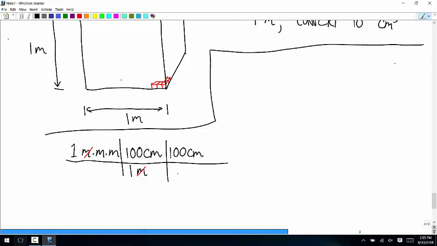So 100 centimeters over 1 meter. And then one more time, 100 centimeters over 1 meter. Those cancel. Those cancel. And so now we've gotten units of centimeters cubed. We have 3 centimeters there multiplied together. And the number is 100 times 100 times 100, which is 1,000,000. So it takes 1,000,000 of those little centimeter cubes to fill a cubic meter box.